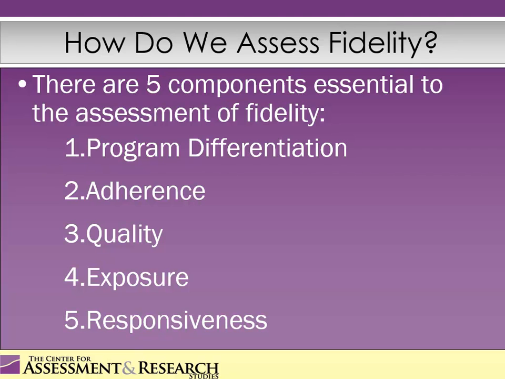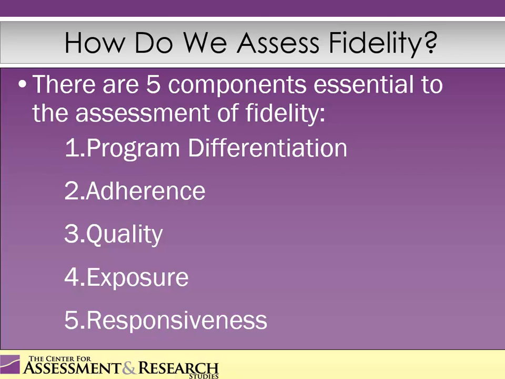Given implementation fidelity can help us understand how and to what degree the delivered programming differs from the intended programming, how do we assess implementation fidelity? There are 5 components to implementation fidelity. These include program differentiation, adherence, quality, exposure, and responsiveness. All are basically what they sound like. The components are fairly intuitive once you think through them.